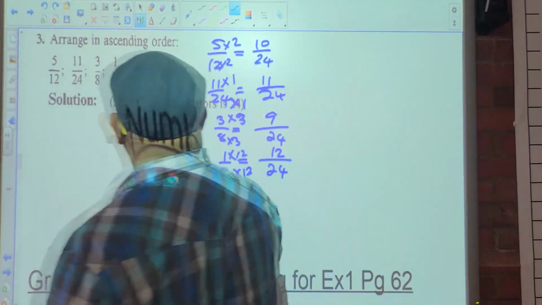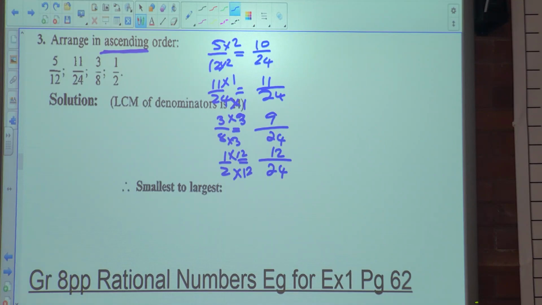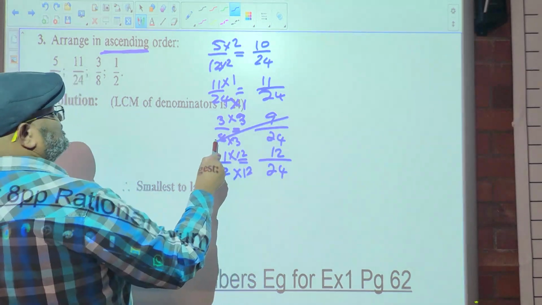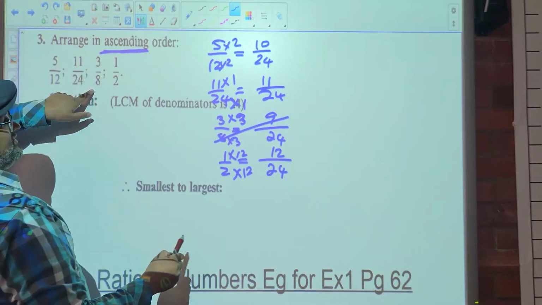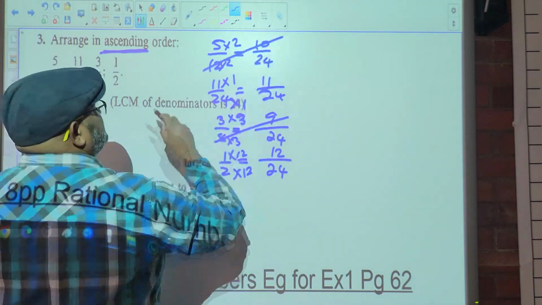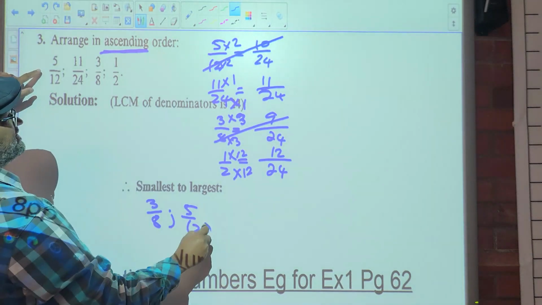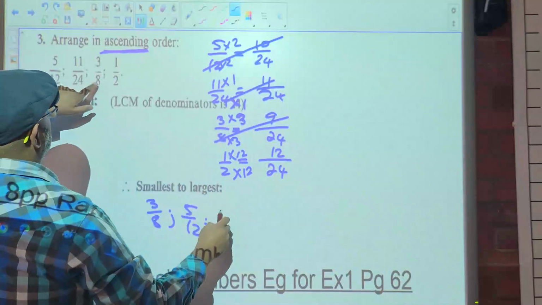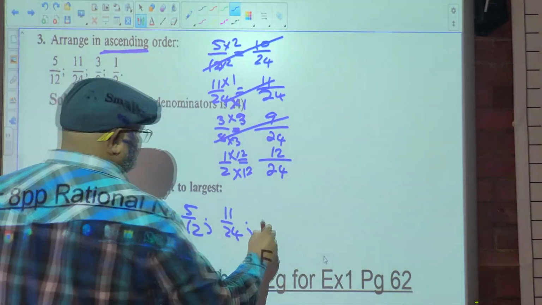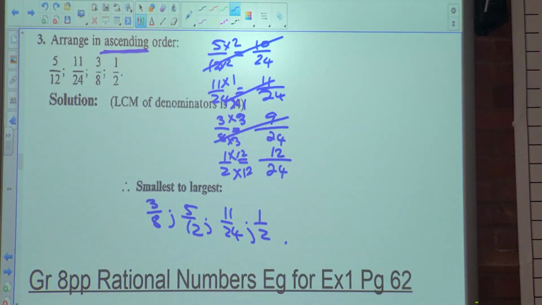So we ask ourselves, I asked you to write it in ascending. People, what does ascending mean? Smallest to biggest. So what's the smallest number here? 9 over 24, which corresponds with 3 over 8. And then 10 over 24, which is 5 over 12. Then it's 11 over 24, which is the original format there, and a half. That's the answer they're looking for.